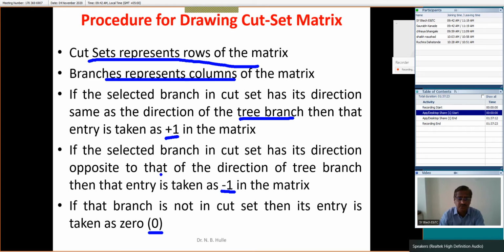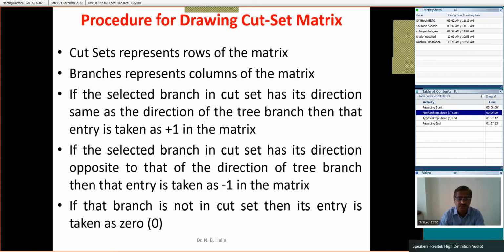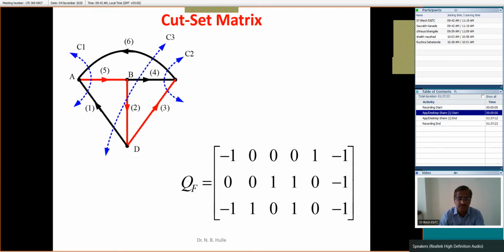Is it right? If its direction is the same as the tree branch direction, then its entry will be +1. If it is opposite to the tree branch direction, then the entry will be -1. If that set does not consist of that particular branch, in that case its entry will be 0. That is the definition. I will come back to this definition after this example. Now look at this, try to understand this.